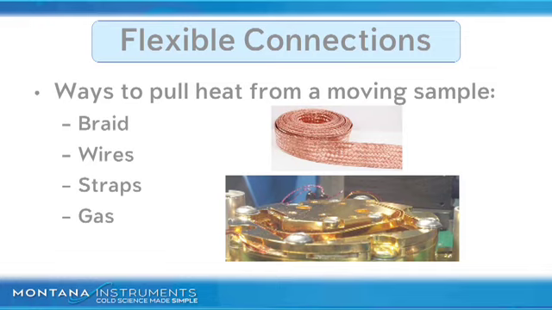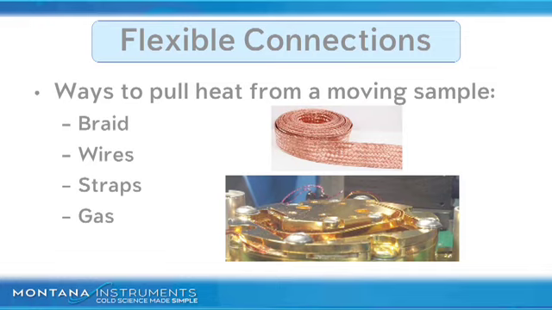Wires and straps are good for vibration isolation and flexible heat connections. Ideally, you want a long wire to avoid transferring vibrations and a short wire to better conduct heat out of your sample. Montana Instruments uses a high conductivity material that is 15 times more conductive than the best copper. With this, we can have thin connections that still conduct heat efficiently.